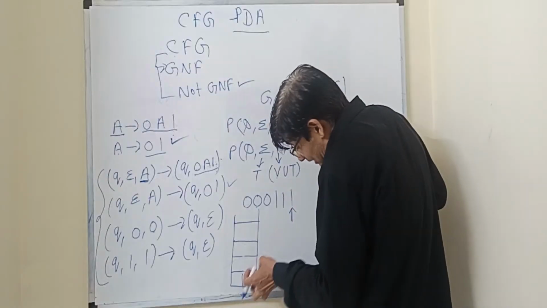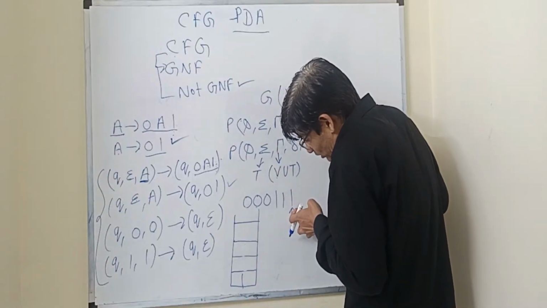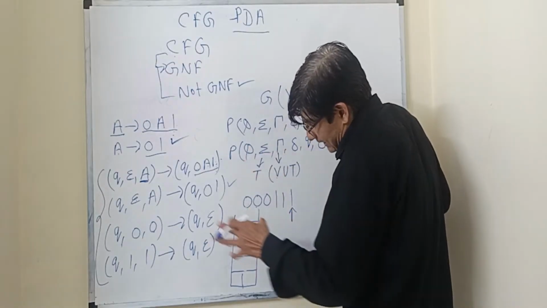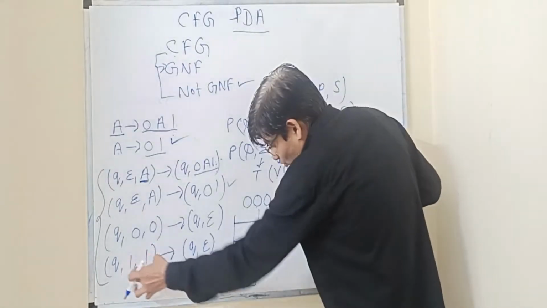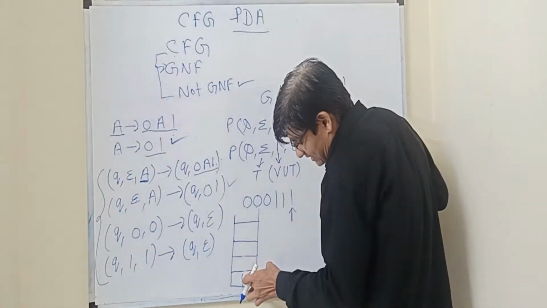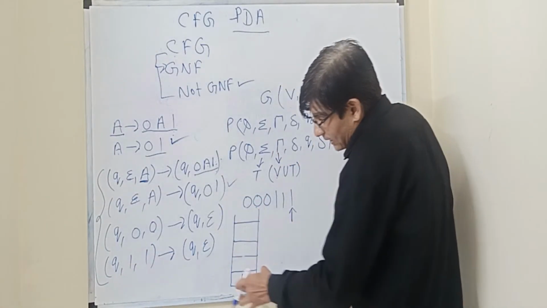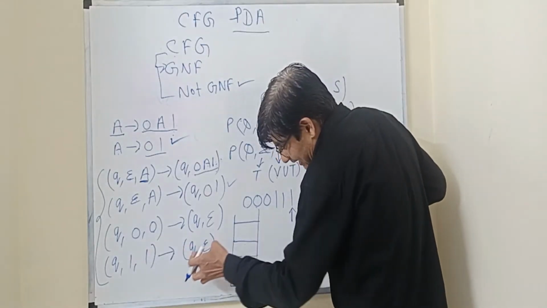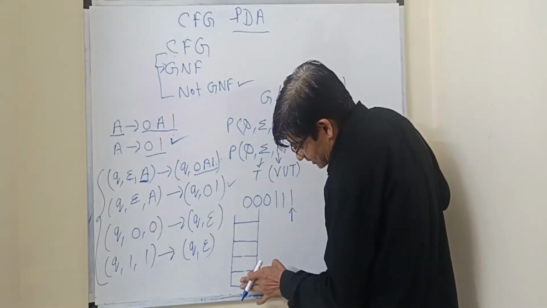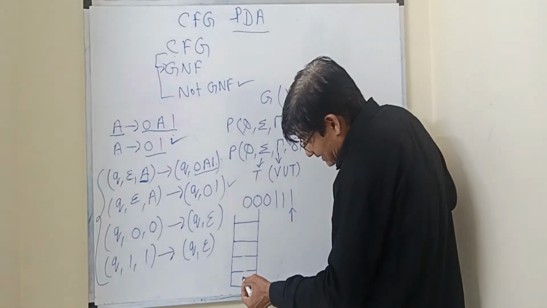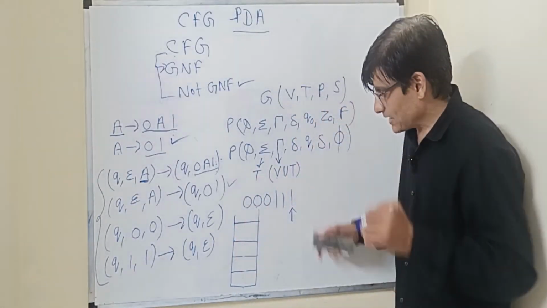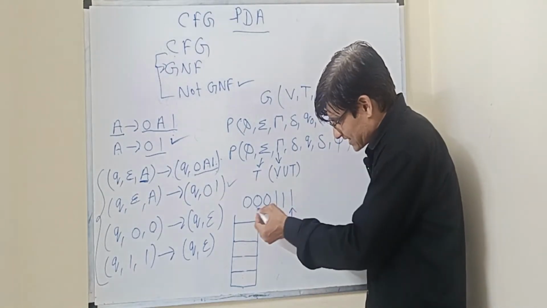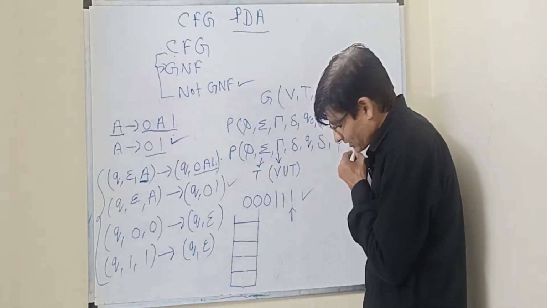Now again we get the same combination. We are on Q, we are reading 1, and 1 is the stack top. So in this case, we can again remove this symbol from the stack. As the stack is empty, that means this particular string is accepted by the PDA.